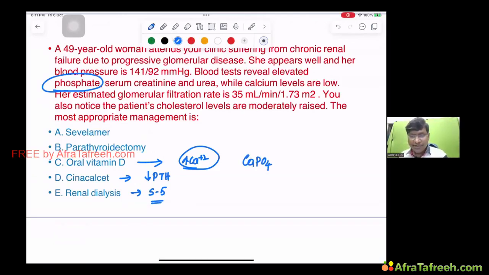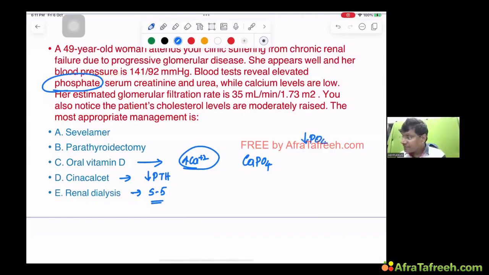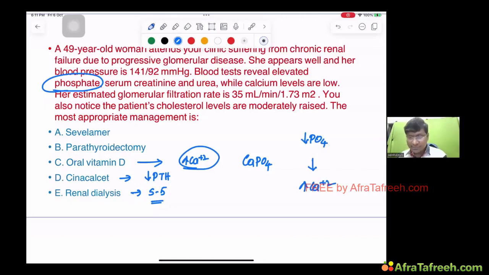So your primary thing is decreasing the phosphate or increasing the calcium. What is your primary treatment? Decrease the phosphate, then followed by that increase the calcium. The answer is not C. Many of you have answered C. The answer is sevelamer hydrochloride.